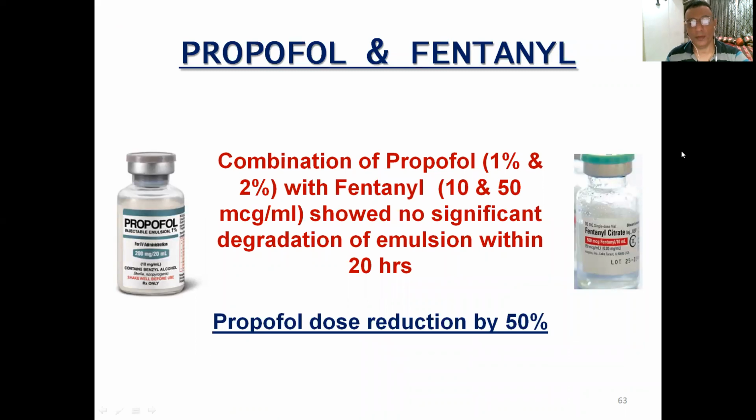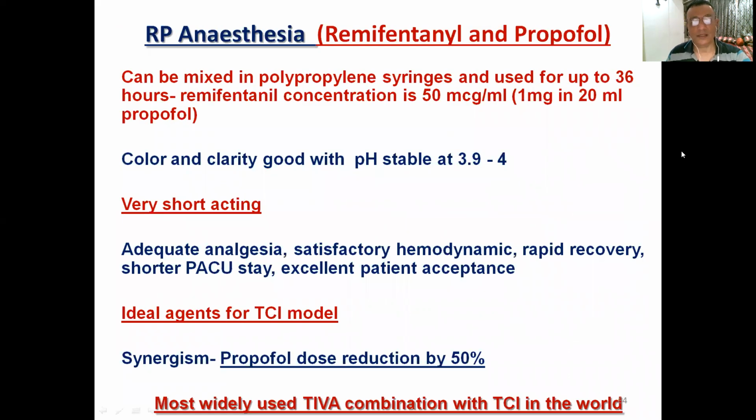Propofol fentanyl combination: this combination showed no significant degradation of the emulsion within 24 hours, but the propofol is reduced by 50%. We will decide in our apothecary which drug should be mixed with which drugs for which patient. And this is RP anesthesia, the most widely used TIVA combination with TCI in the world, and it can be mixed in a polypropylene syringe, in one syringe. It's an ideal agent for the TCI.